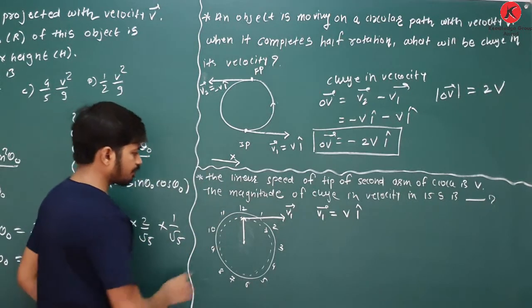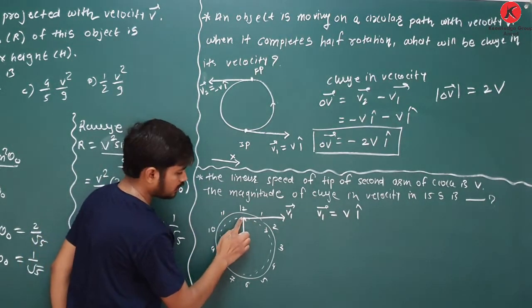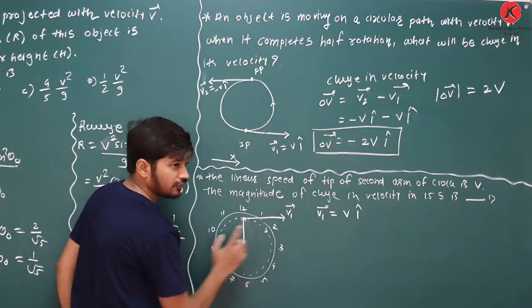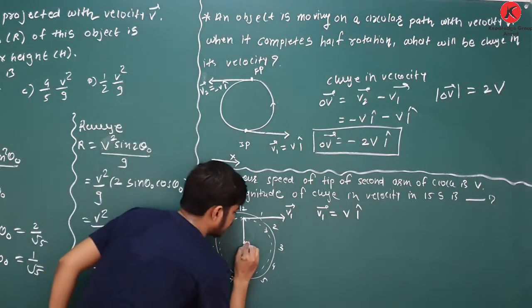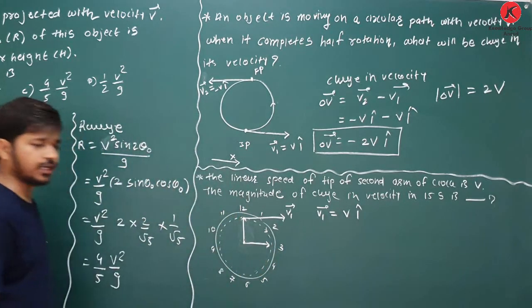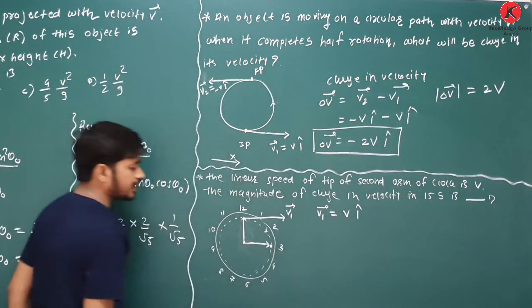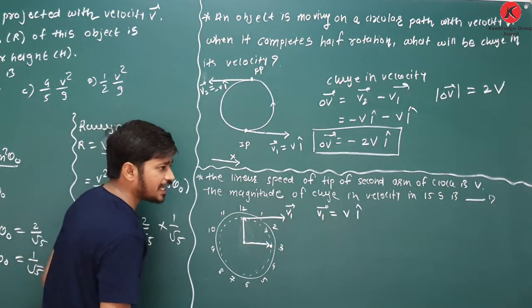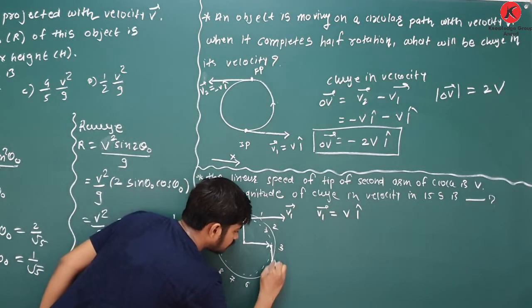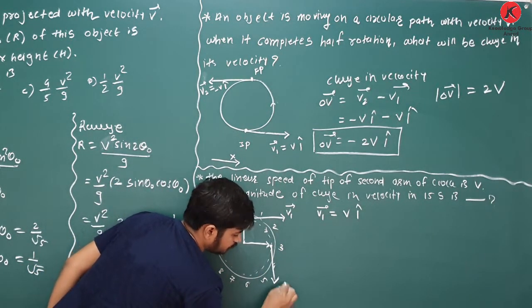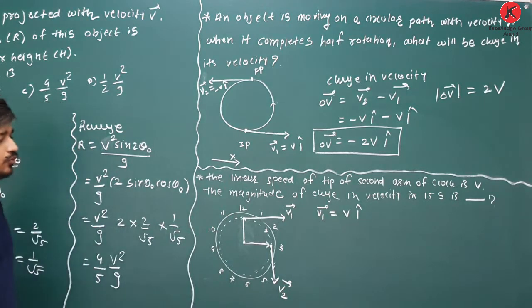After 15 seconds, that is 5 seconds, 10 seconds, 15 seconds, the second arm will be here. So what is the direction of velocity? The direction of velocity is in the direction of the tangent. So velocity will be in this direction. It is V. Clear about this?